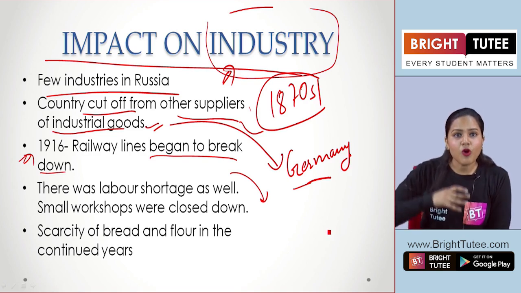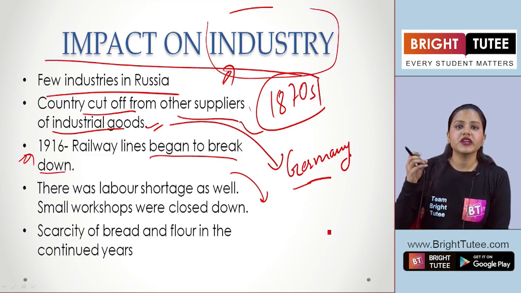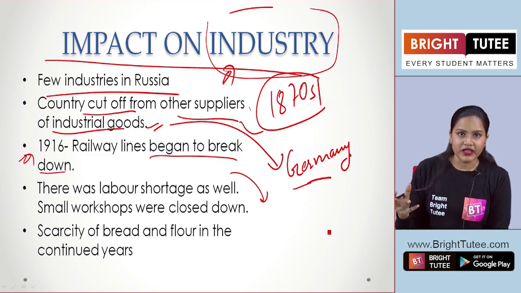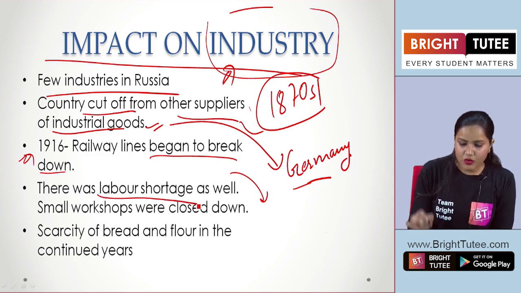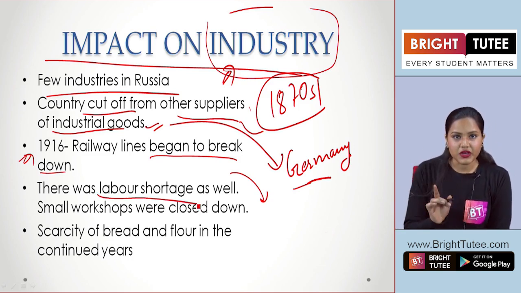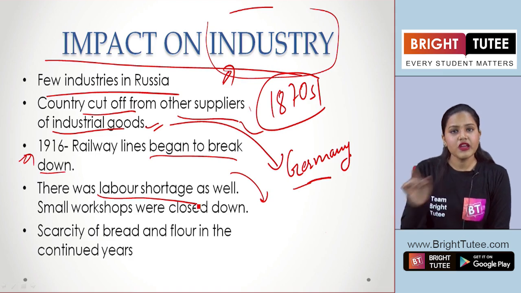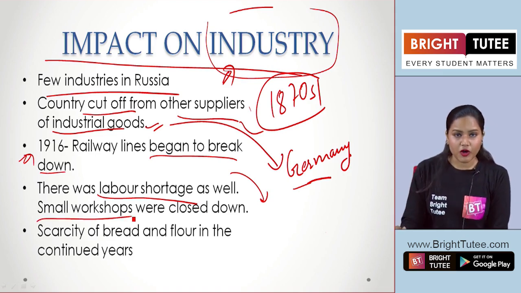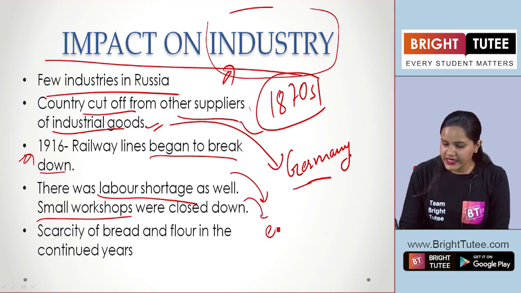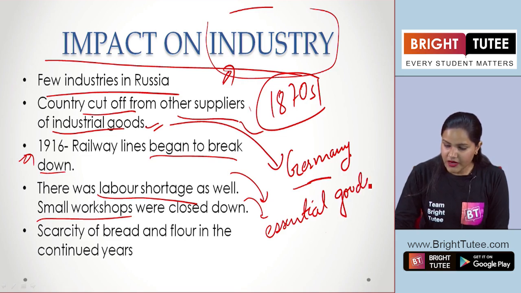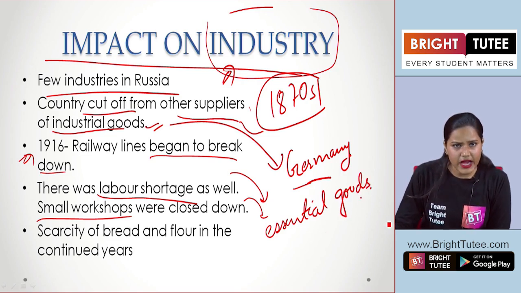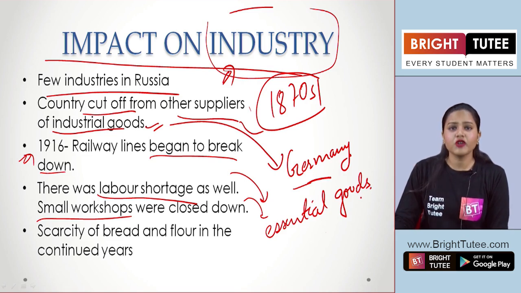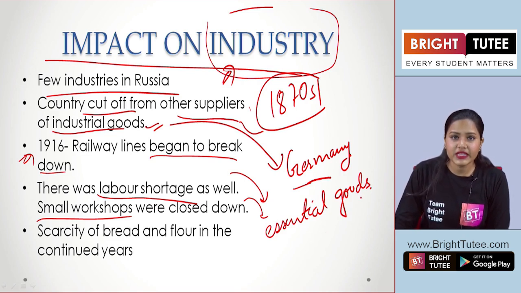Therefore, they were all able-bodied men, they were required in the war, in the army. Therefore, we can say that there was labor shortage as well during the First World War when we are talking about Russia here. Small workshops that were producing essential goods, they were also closed down. Why? Because there was labor shortage, not enough people were there to work in these things.